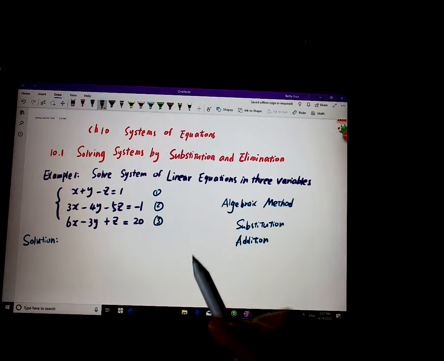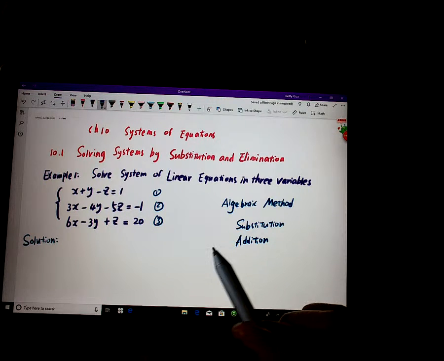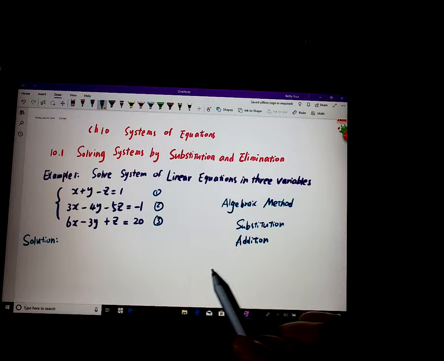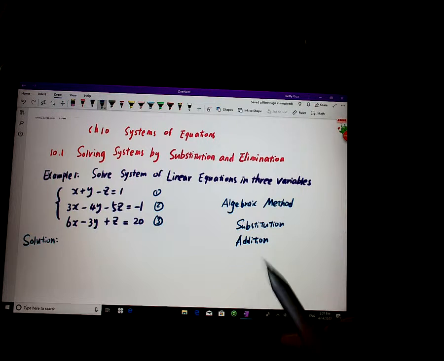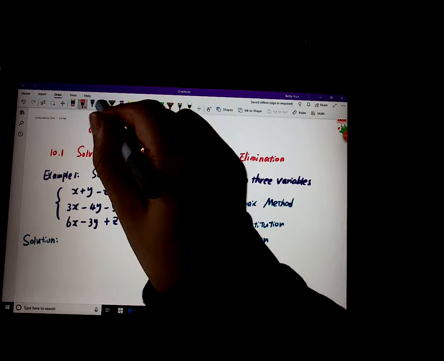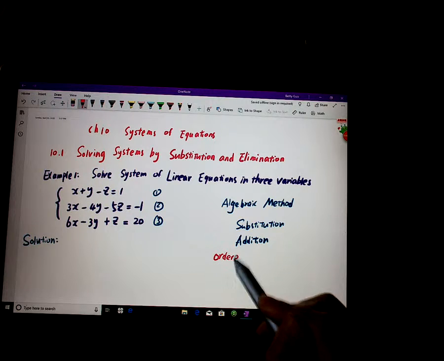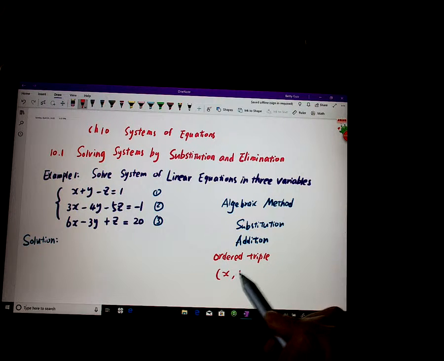We are looking for the values for x, y, and z, such that the values satisfy all three equations. So if the system has a solution, then the solution would be in the form of an ordered triple, (x, y, z). Let's see how we solve that.